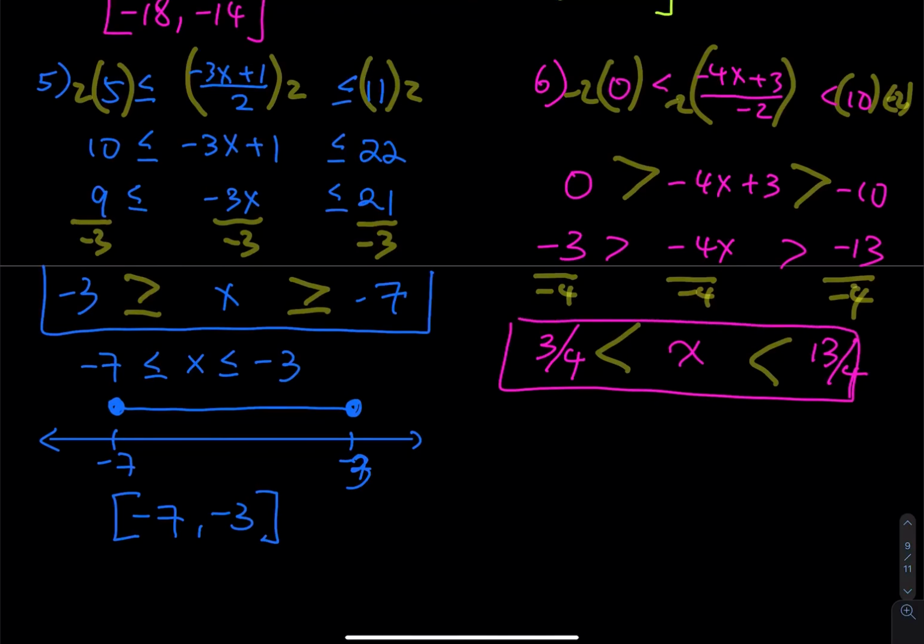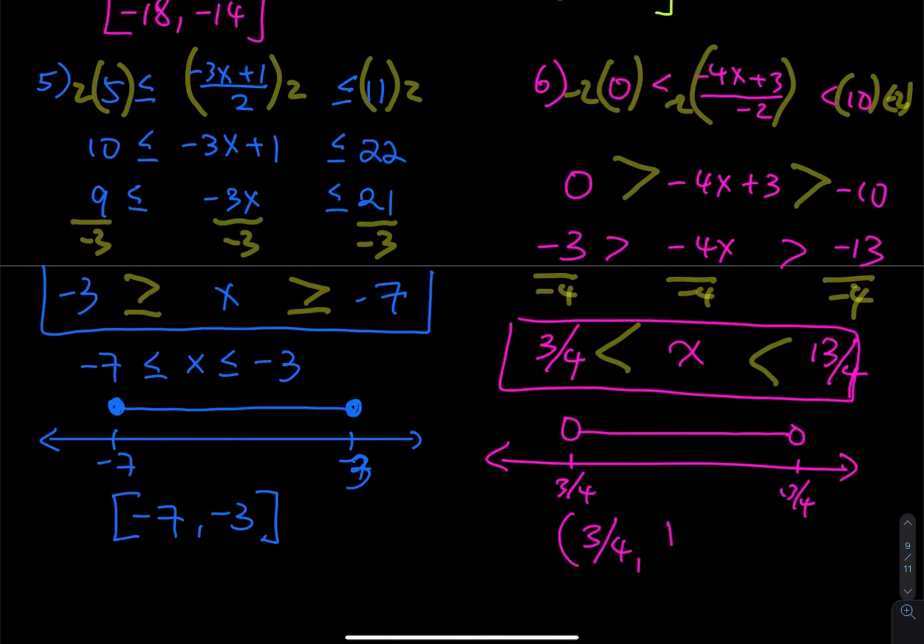And then we draw a number line. So 3 over 4, and then 13 over 4. So x is between these two numbers and not including those two numbers. So that's why we use a parenthesis on both. There you go. That is the final answer, and that is the end of this video.